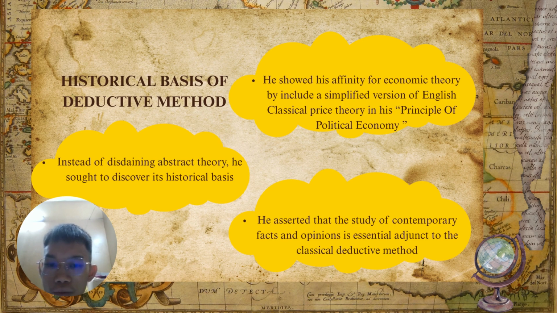Finally, even though Roscher criticized classical economics, he did not reject theory altogether. In fact, he included a simplified version of classical price theory in his textbook. His goal was to find the historical roots of economic laws. He believed that theory and empirical data should work together to form a more complete understanding of the economy.